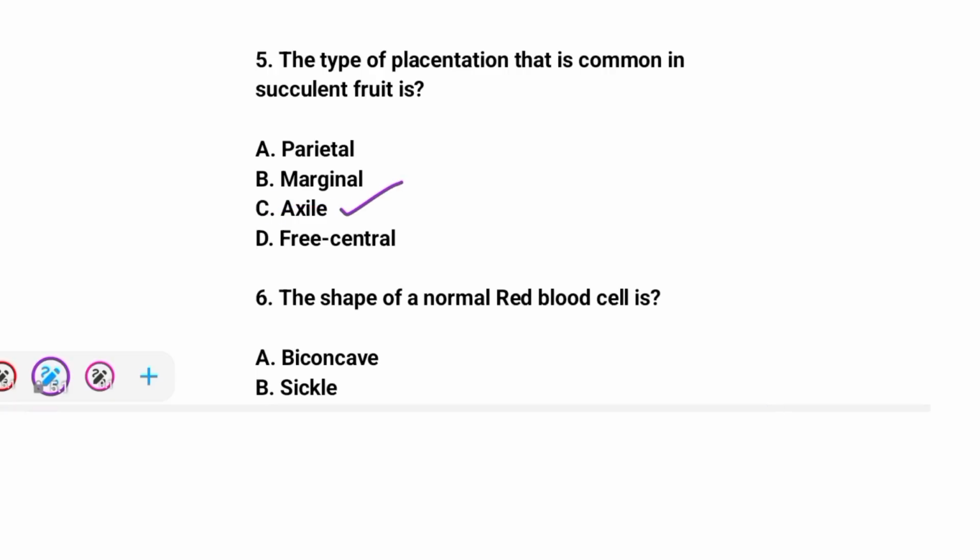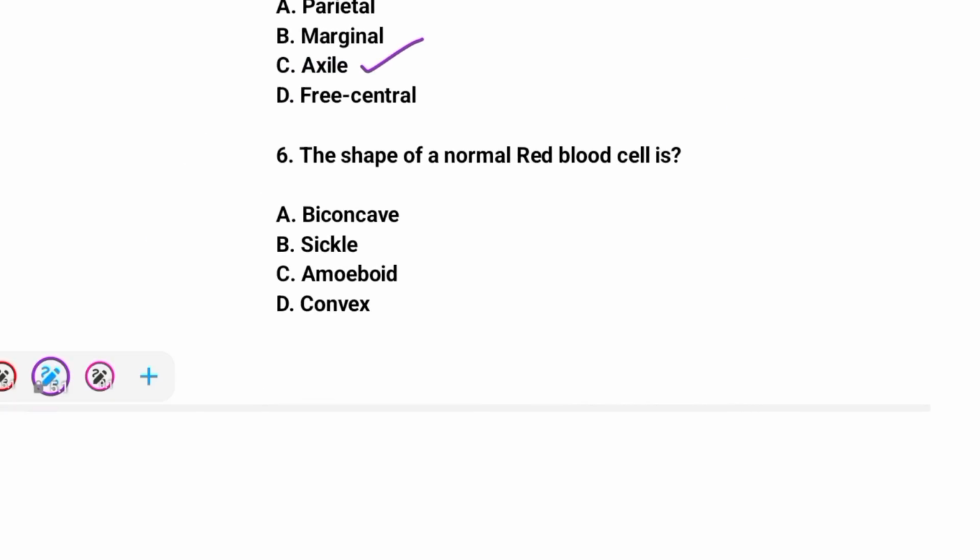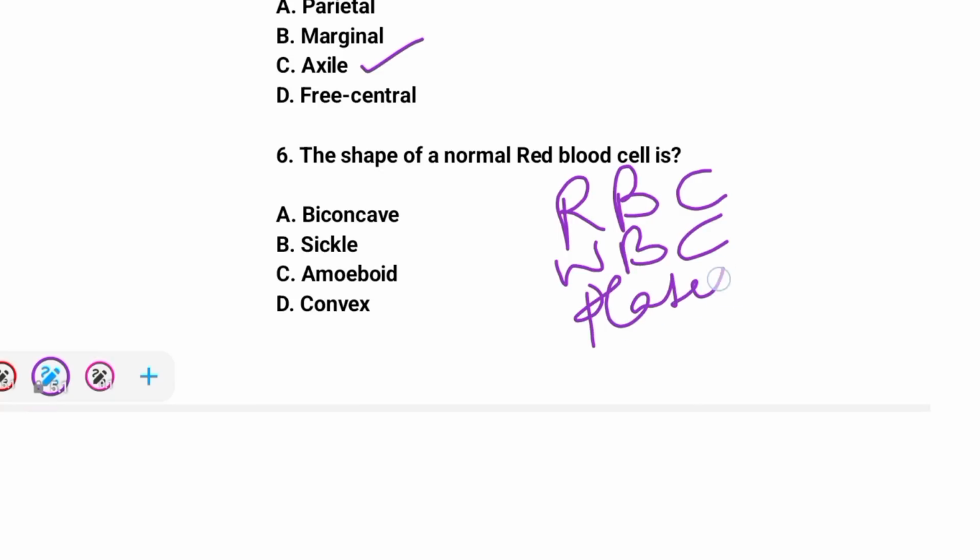That's C. The shape of normal red blood cells is dash. Okay, so first of all, you need to understand the parts of blood. You have RBC, which is red blood cells. You have WBC, which is white blood cells. You have platelets, and you have plasma. Plasma is the liquid part of blood.